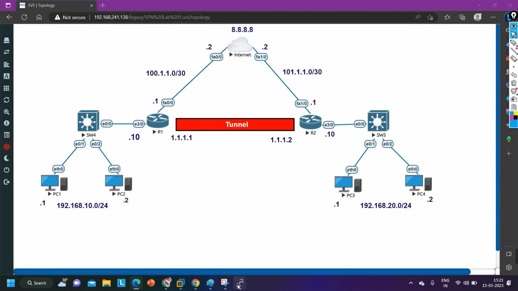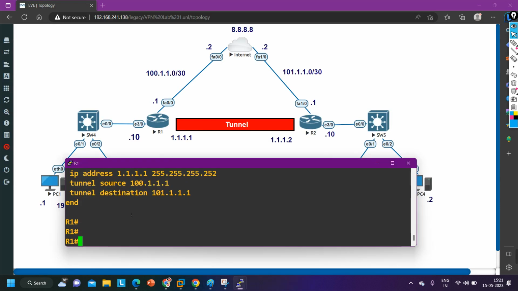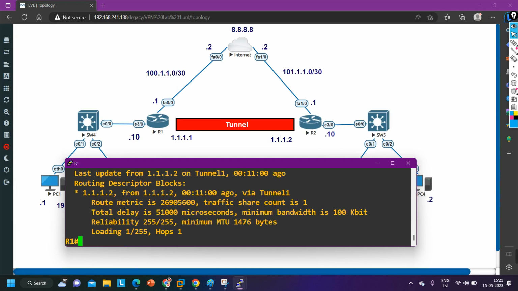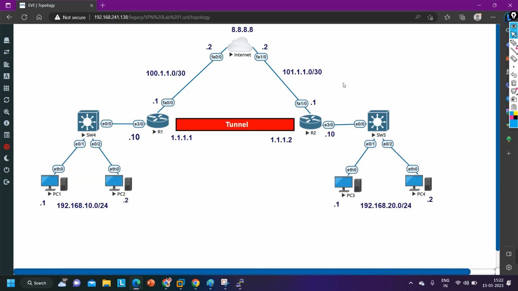See here, on router number 1, if I run the command show IP route, for 192.168.20.0 the next hop IP address is 1.1.1.2 and the exit interface is the tunnel 1 interface. As I told you, whenever the exit interface is the tunnel interface, the router is going to encapsulate the actual ICMP traffic with a GRE header.